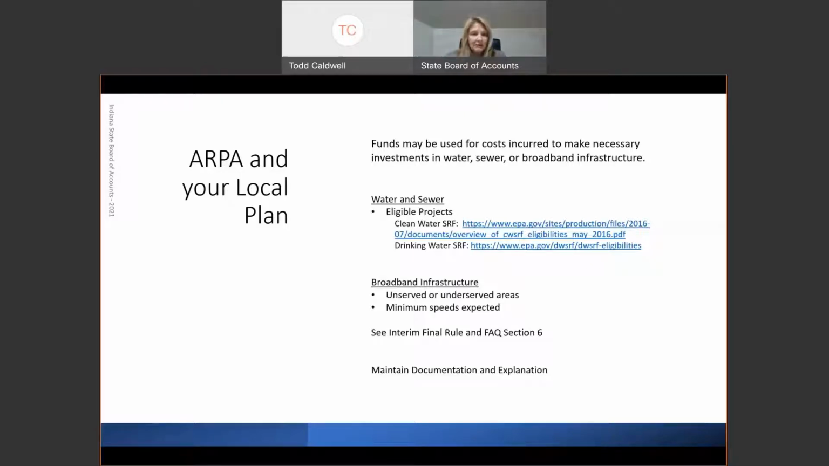Okay, and then the final category we have is funds can be used for costs incurred to make necessary investments in water, sewer, or broadband infrastructure. For water and sewer, you're going to make sure that you have eligible projects per the Clean Water or Drinking Water SRF publication, and those are noted here for you. For broadband infrastructure, the interim final rule has a very detailed explanation.